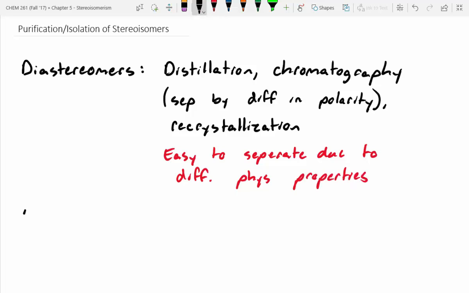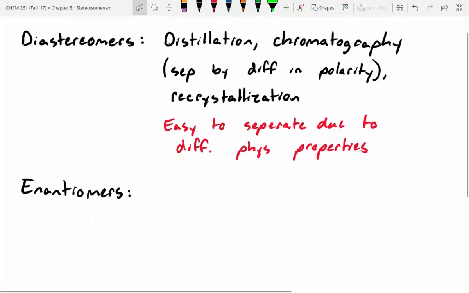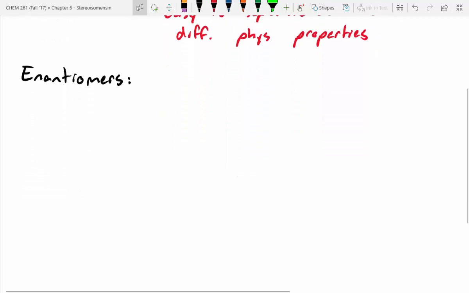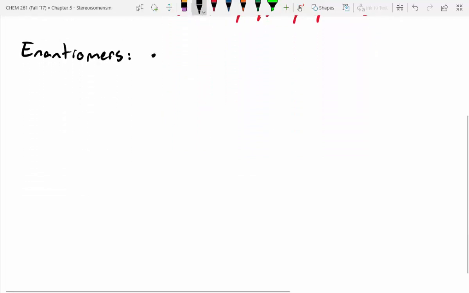All right, let's move on to enantiomers. All right, can we separate an enantiomer or a pair of enantiomers using distillation? No, they have the exact same physical properties, which kind of rules out distillation, standard chromatography, because they have the same polarity, right? And they have the same solubility, so you can't use crystallization. However, I will show you guys how it was first done. The first method actually did involve crystallization.